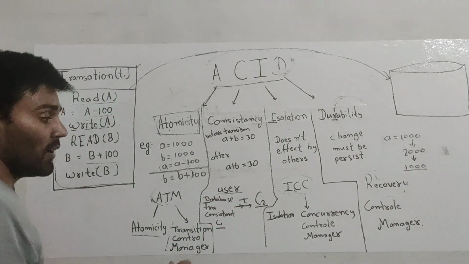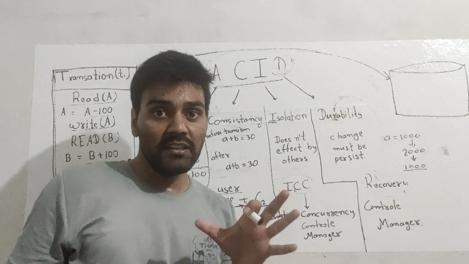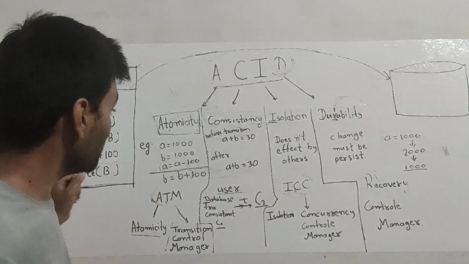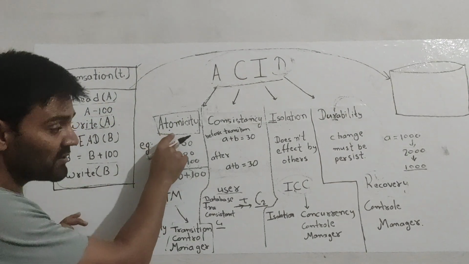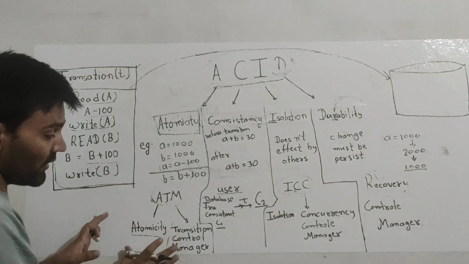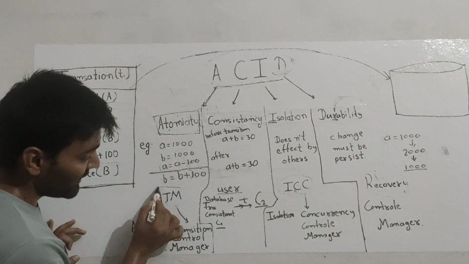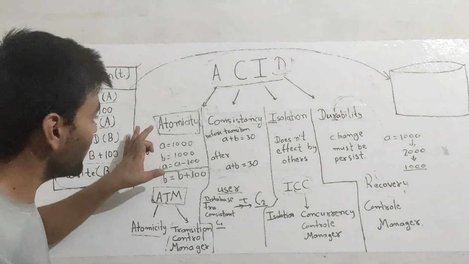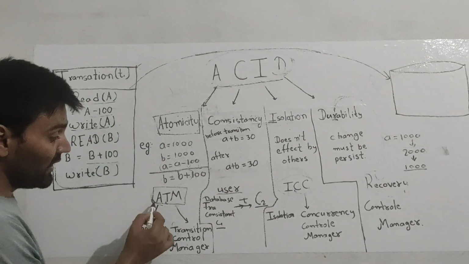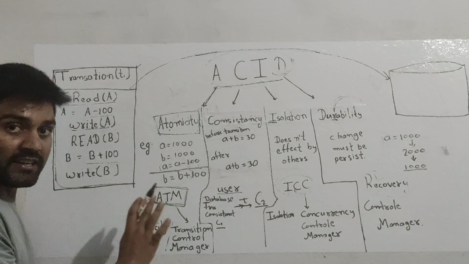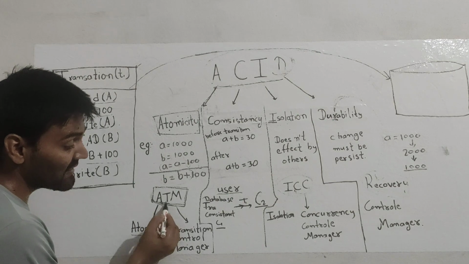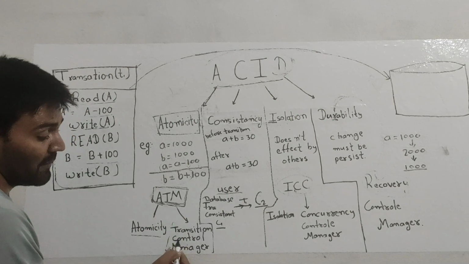Okay, so let's discuss the tricks which I told you at the start of this video. The atomicity property is managed by the transaction control manager. You can remember this by the word ATM. Whenever atomicity comes, your mind will redirect you to the ATM. The first letter is A, so ATM, and A means the atomicity property is held by the transaction control manager.